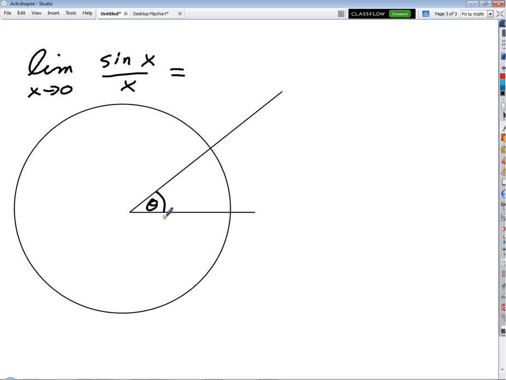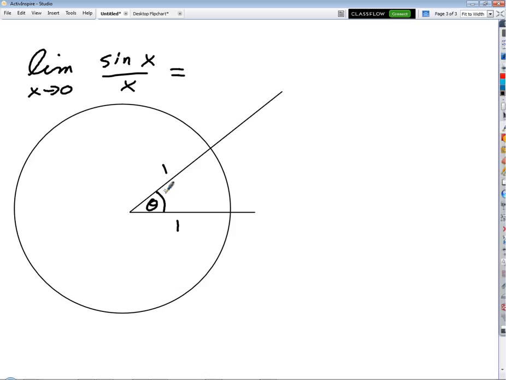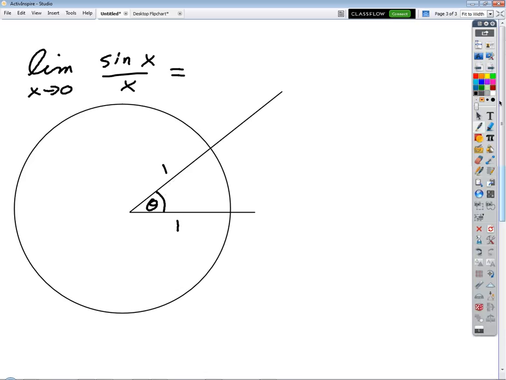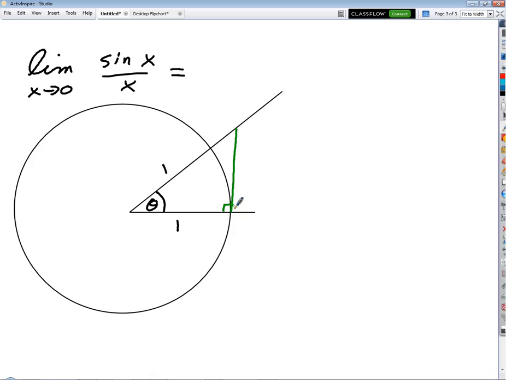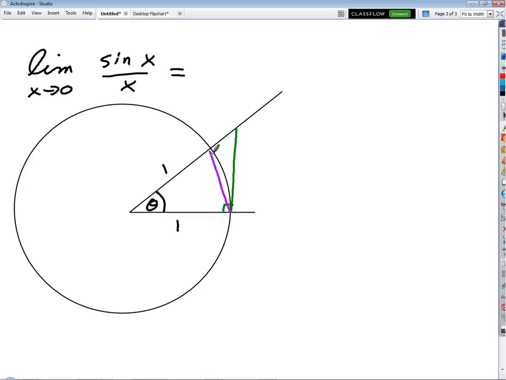Okay, so the big triangle looks like this. The big triangle is going to go clear out, and we know that this is a unit circle, so the radius is 1, right? Would you agree that that distance is 1 and that distance is 1? Okay, here's the big triangle. It's going to come clear out here, and it's going to be a right triangle. We're going to define a small triangle, which is this isosceles triangle. This is going to be purple. Would you agree that the green triangle is bigger than the purple triangle?